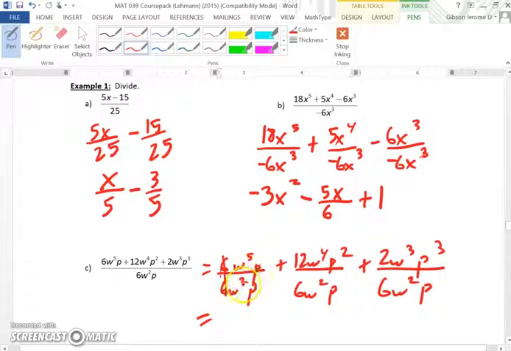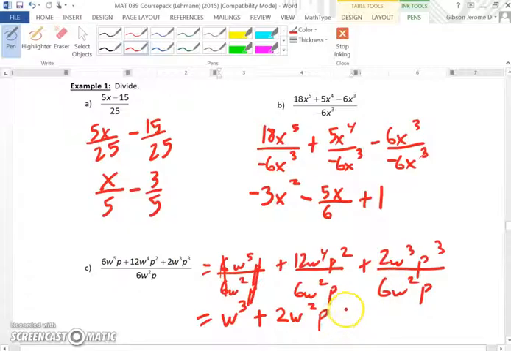W to the 5th divided by w squared will give you w to the 3rd. And these p's will simplify out to 1. And since we had w to the 3rd power here, we'll multiply by 1, which still will leave us w to the 3rd power. Now, both of these numbers are positive, so we know it's going to be a plus. 12 divided by 6 is 2. W to the 4th divided by w squared is w squared. P squared divided by p is just p.